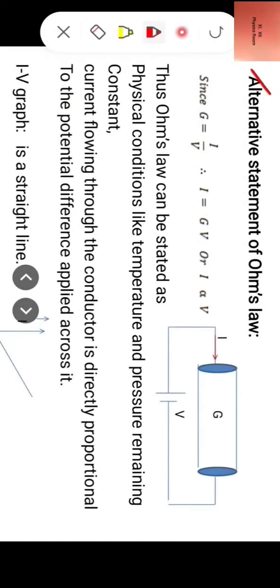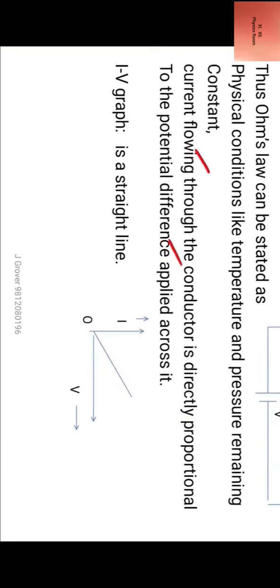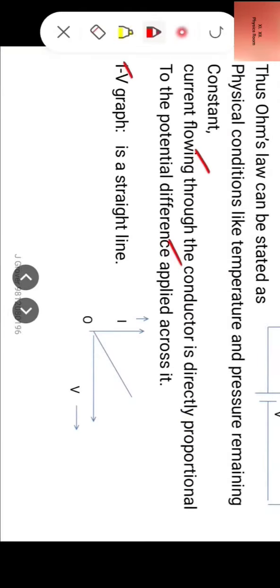Now alternative statement of Ohm's law. Since G is I by V, therefore I is equal to GV, or I is proportional to V. Thus Ohm's law can be stated as: physical conditions like temperature and pressure remaining constant, current flowing through the conductor is directly proportional to the potential difference applied across it. IV graph. It is a straight line as shown in diagram.